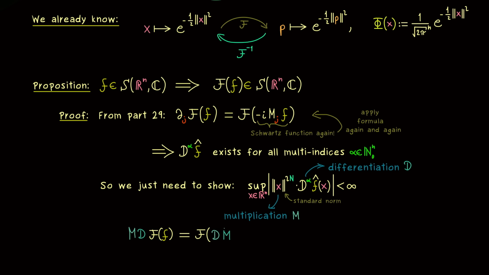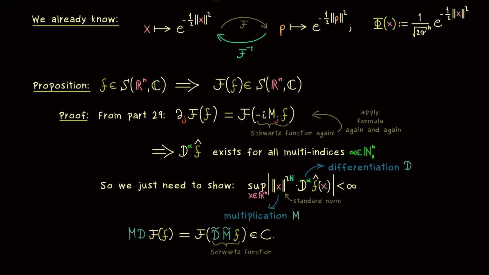So I don't want to write down the details because there are always some factors i involved. The important thing for us is that we have some new operators. And applying them to a Schwarz function f gives us a Schwarz function again. So we know that the Fourier transform here is well defined and that we get a continuous function out.